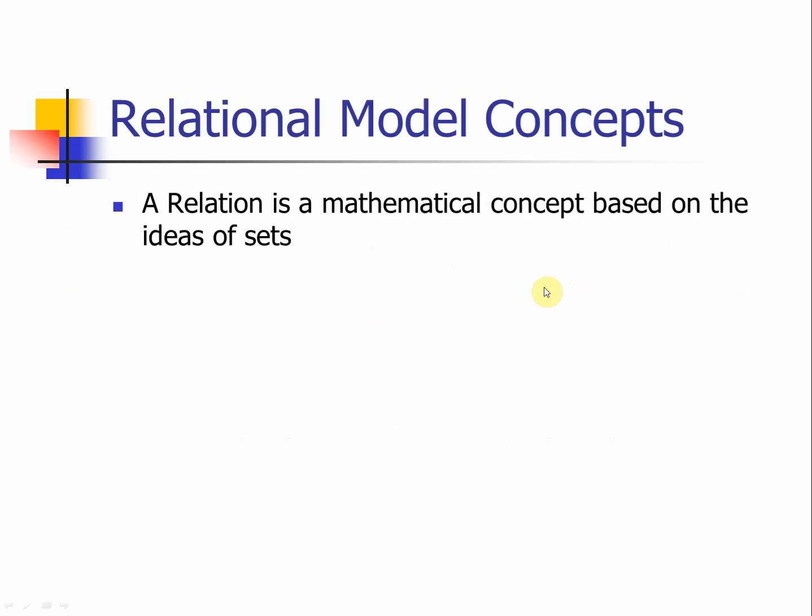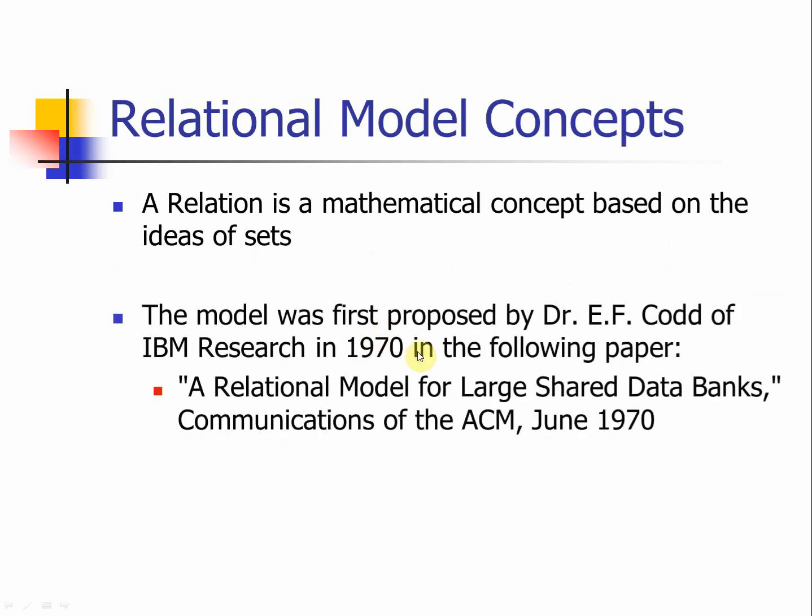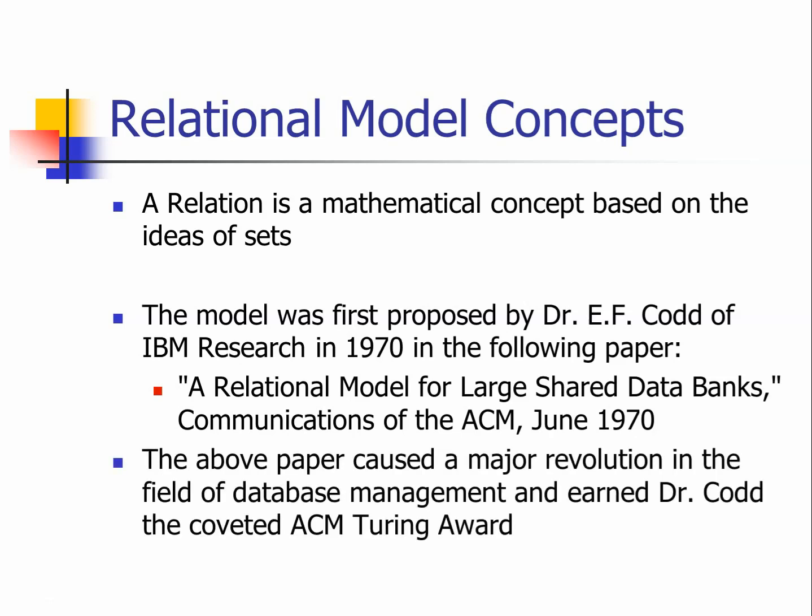A relation is a mathematical concept based on the idea of sets. As you know, many computer science concepts derive from mathematics. The model was first proposed in 1970, which is 50 years ago, and compared with math, chemistry, and physics, 50 years is like an infant. It was proposed by Dr. E.F. Codd of IBM Research in a paper called A Relational Model for Large Shared Data Banks, which forms the foundation for all the databases that we learn about today.